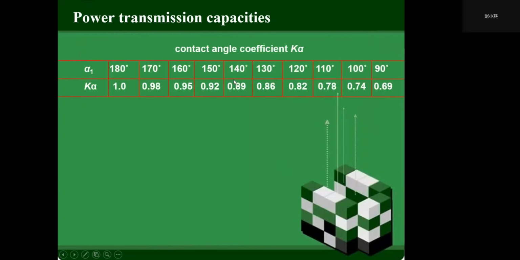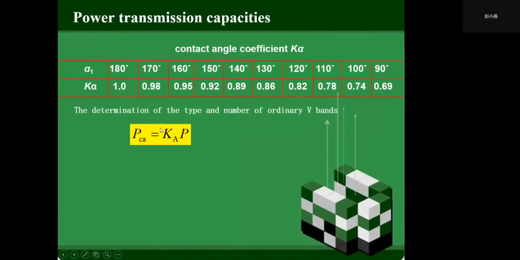And this is the contact angle coefficient K alpha, according to the contact angle of 180 degrees. The correction factor K alpha can be selected in this table, and the correction factor K alpha for other contact angles can be obtained by interpolation also.